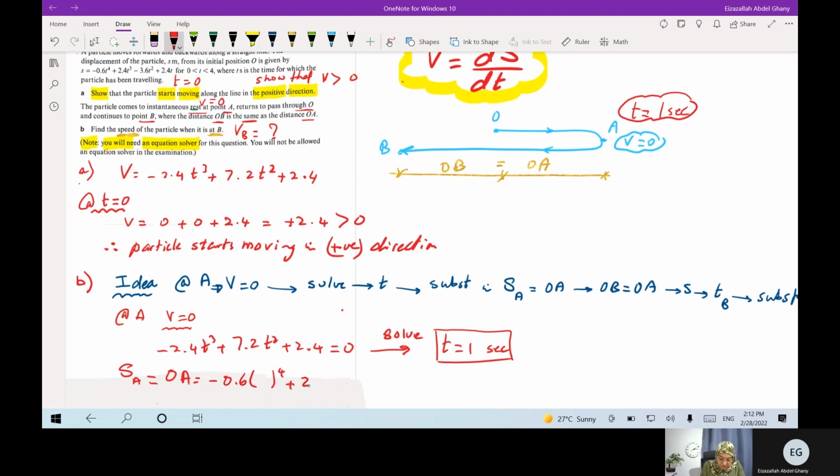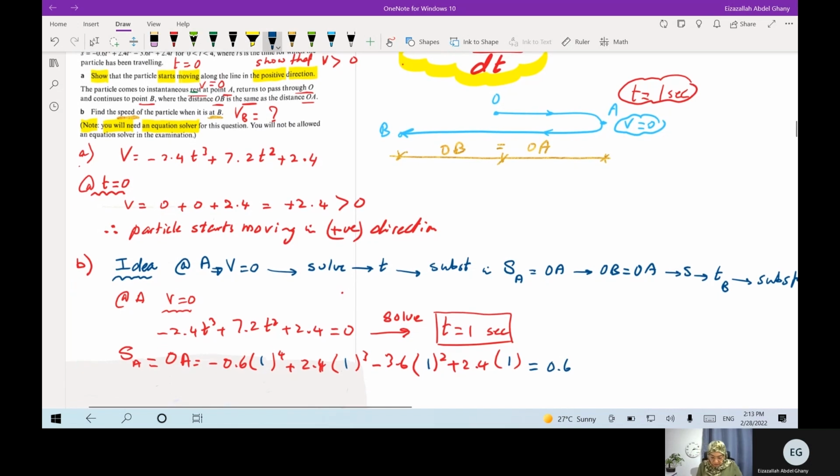Okay, let's go. How to substitute now: displacement at A, which is SA, is negative 0.6 brackets power 4 plus 2.4 brackets power 3 minus 3.6 brackets power 2 plus 2.4 brackets. And in all these brackets, we substitute for T as 1 second. And SA, after calculation, will be 0.6.